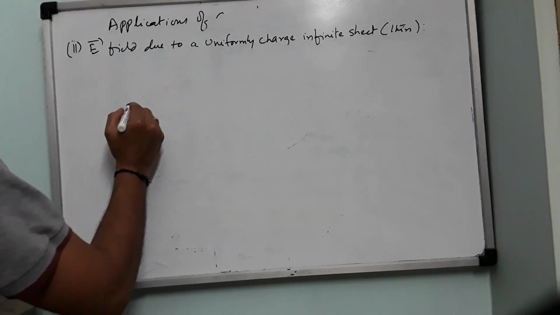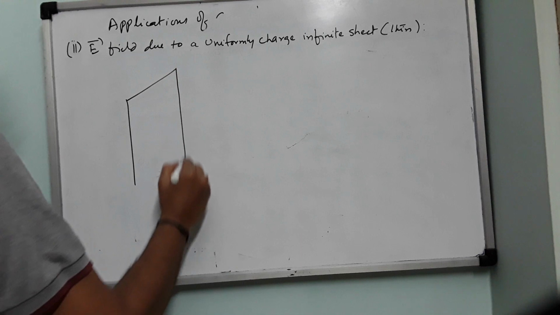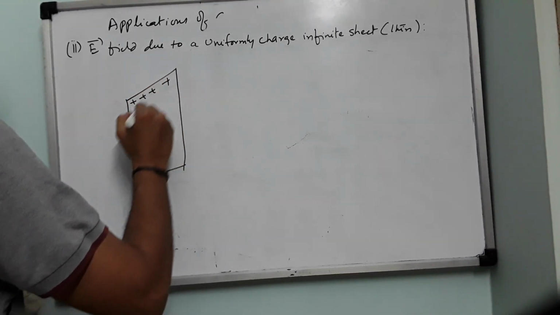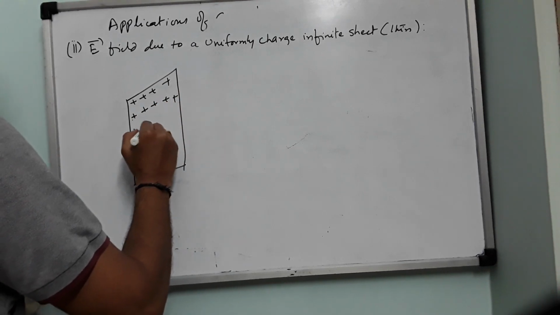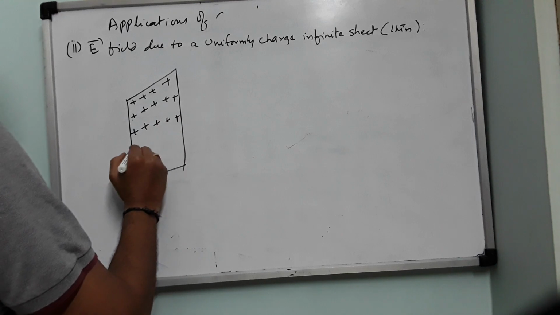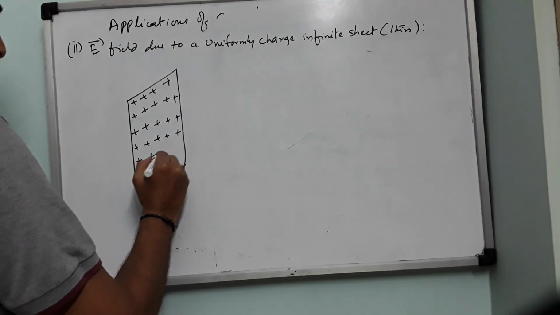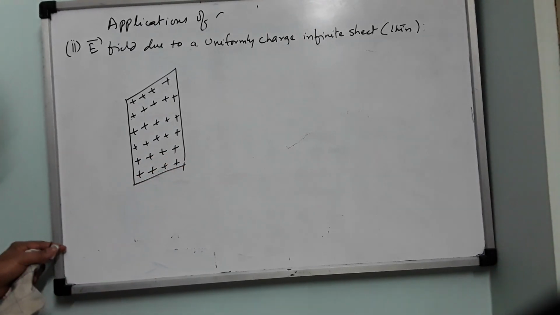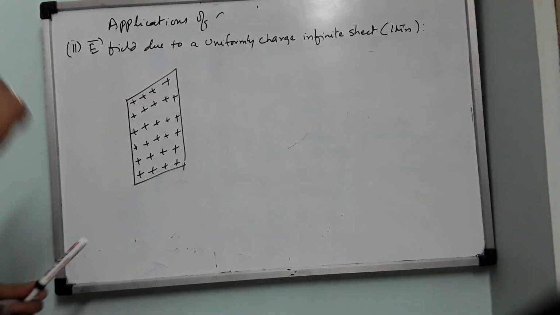So now, for our convenience, I will draw a sheet of finite length only. This is now rubbed with silk or something else, so that electrons are removed. So it acquires only positive charge. The electrons residing in the outermost orbits, which are loosely bound to the nucleus, all tend to move away from the surface. So therefore, an equal number of positive charges will be given to this one. So it is positively charged.